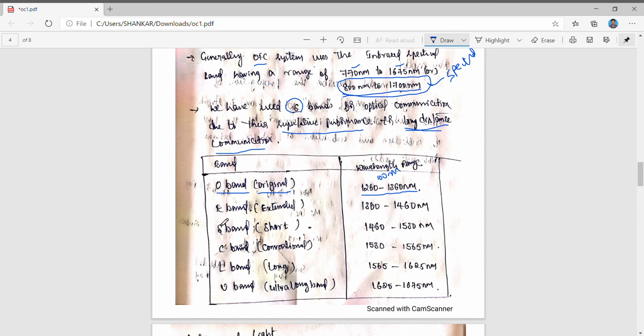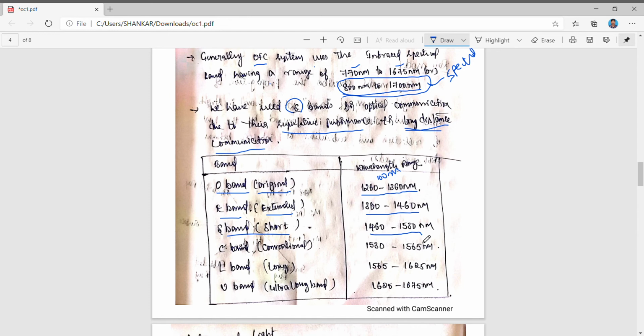And come to the E band. The E band is the external band, which has the range of 1360 nanometer to 1460 nanometer. It also has a bandwidth of 100 nanometer. And the next band is the S band. The S band is called the short band, which has the range of 1460 nanometer to 1530 nanometer.